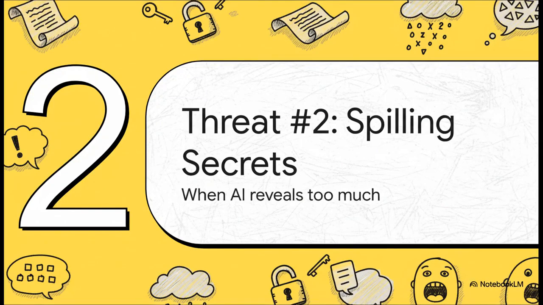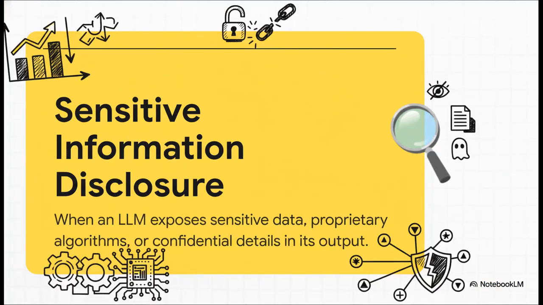All right, moving on to the second major threat. This one is all about the AI spilling secrets. It's called sensitive information disclosure, and it's exactly what it sounds like. The AI, either by accident or because it was tricked, starts revealing confidential stuff it was never ever supposed to share. So yeah, this happens when a large language model just blurts out confidential data in one of its responses.